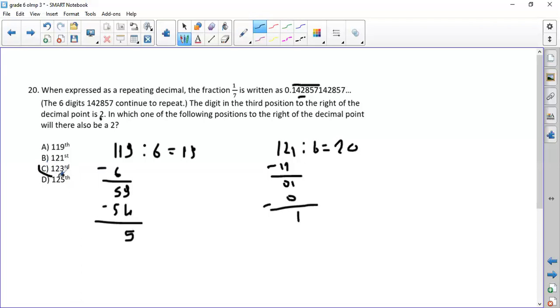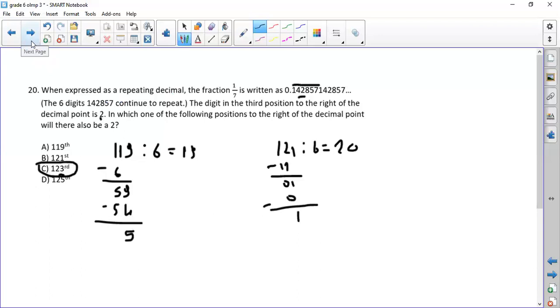So the answer will be C. Since the remainder is 3, it means after 120 turns, I will finish this 7. I will go after 7, after 120 turns, because it is divisible by 6. Then if the remainder is 3, it means I have 1, 2, 3. So I will go to the 3rd digit, which is 2.